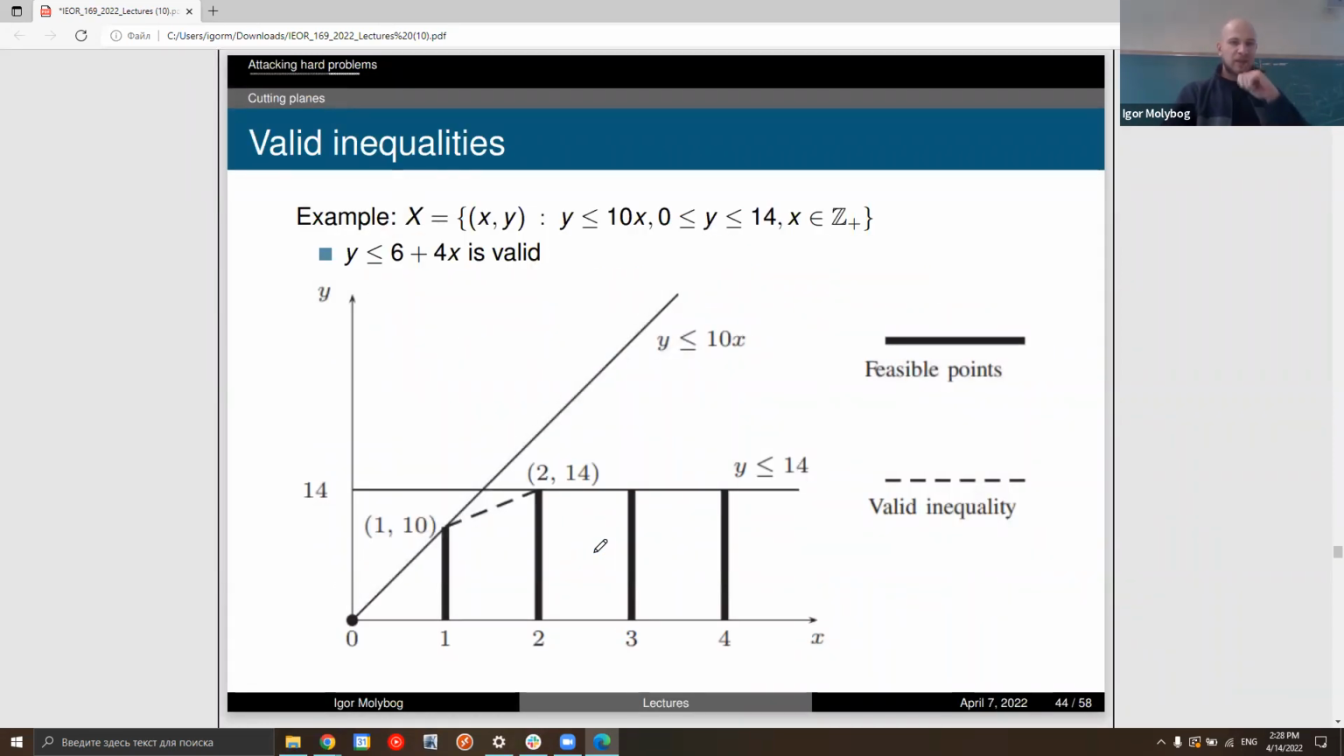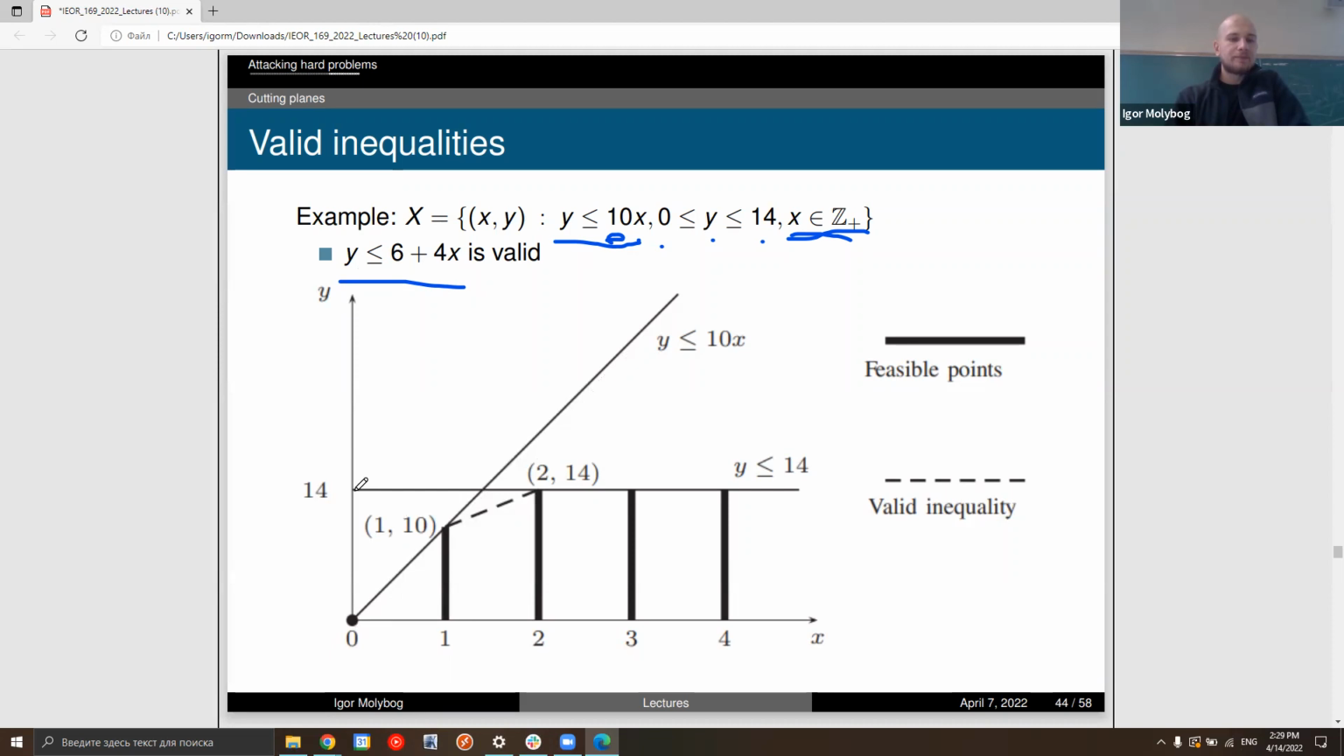Let's take a look at another example. It's a very similar example, but now instead of a binary variable, we have a non-negative integer variable x. And y is still a continuous variable. We have y less than or equal to some large number times x, and y is limited between 0 and 14. We are saying that y less than or equal to 6 plus 4x is a valid inequality. You can see it on the picture.